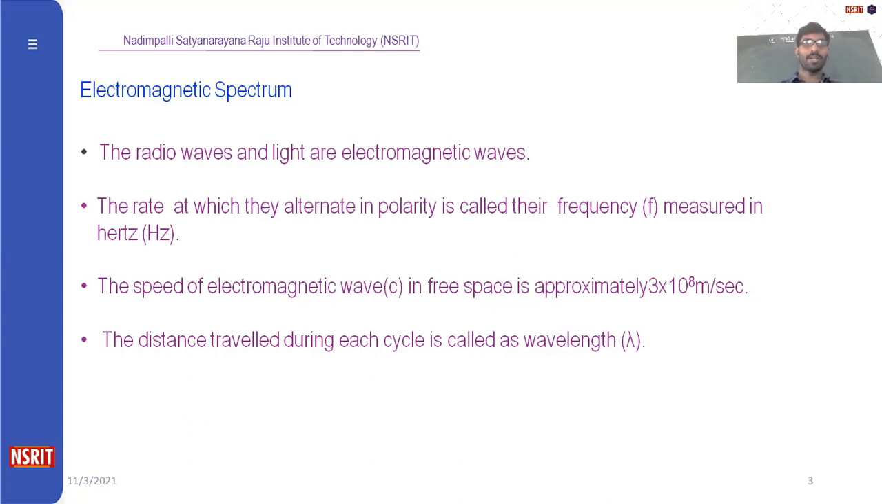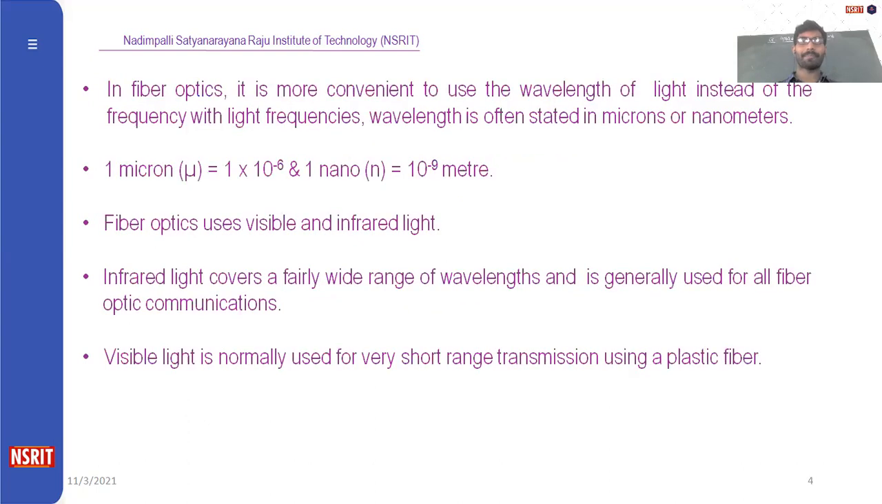The speed of an electromagnetic wave in free space is approximately 3 into 10 power 8 meters per second. The distance traveled during each cycle, from one peak to the next peak, is considered one complete cycle, and the distance traveled is read as the wavelength. In fiber optics, it is more convenient to use the wavelength of light instead of the frequency. That is, in fiber optics, we deal with wavelengths instead of frequencies.